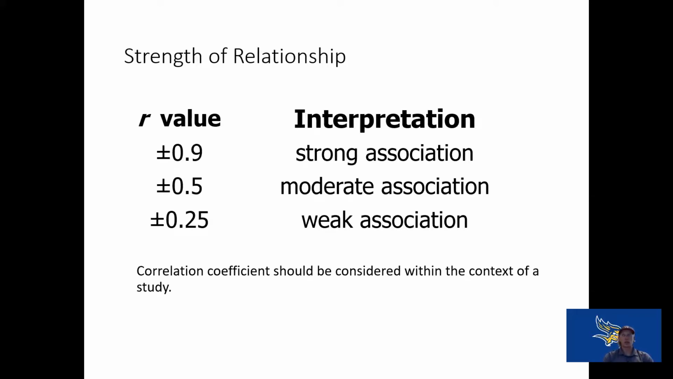When we look at them in context, when we're describing them, a strong association is above 0.7. A moderate relationship is between 0.3 and 0.7, and a weak relationship is below 0.3. Okay, so you can keep those in mind. So here are some examples. 0.9 would be strong, 0.5 would be moderate, and 0.25 would be weak. Okay, this is how we give value or meaning to the strength of the relationship. So remember, above 0.7, strong. Between 0.7 and 0.3, moderate. Below 0.3, weak association or weak relationship.